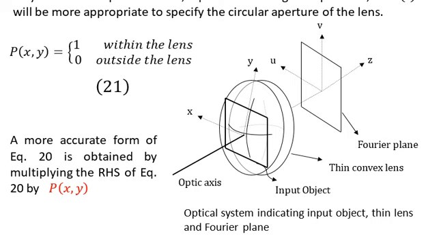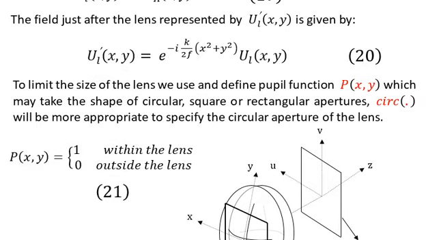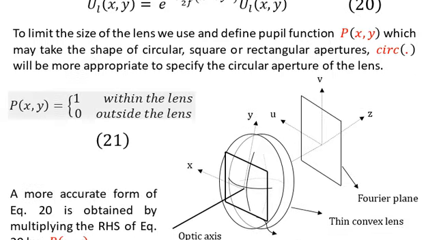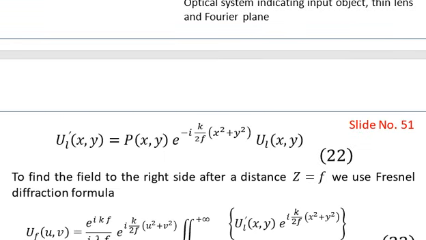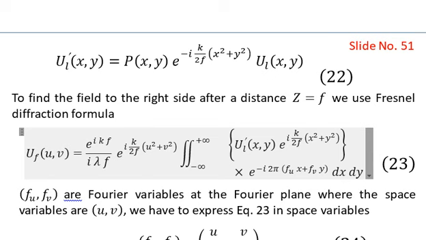The rest of the things are very clear. A more accurate form of equation number 20 is obtained by multiplying the right hand side of equation 20 by the pupil function, as given in equation number 22. So in equation number 20 we have now included the pupil function, which limits the size of the input field, or equivalently the size of the lens aperture.